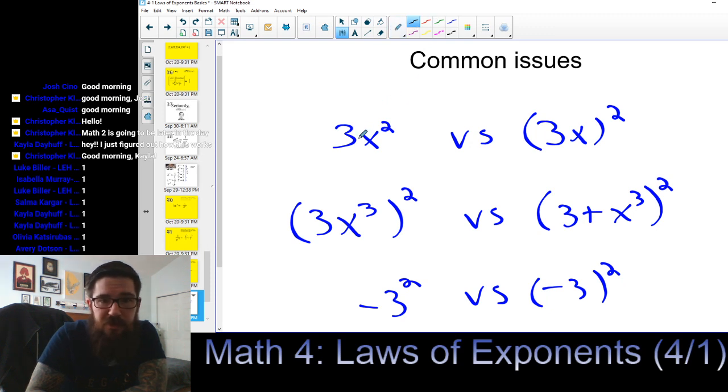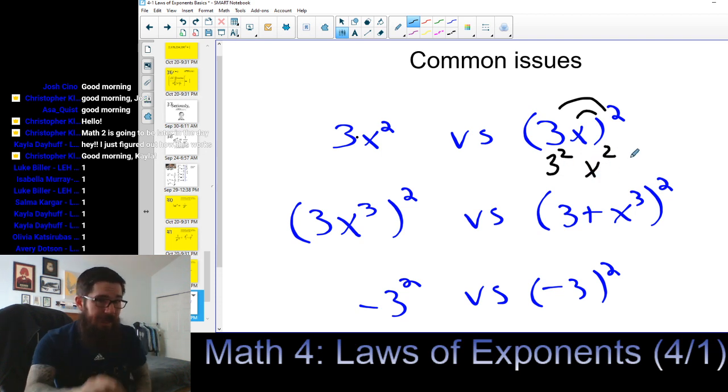In this case, this is 3 times x squared. Only the x has that 2. The 3 does not get it. This, however, is where we're allowed to distribute this in, which will give me a 3 squared and an x squared. Clean that up. This guy's going to be a 9x squared. You should be able to hopefully ascertain the difference there.